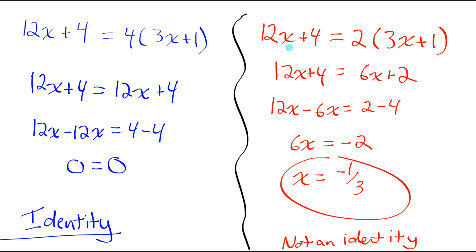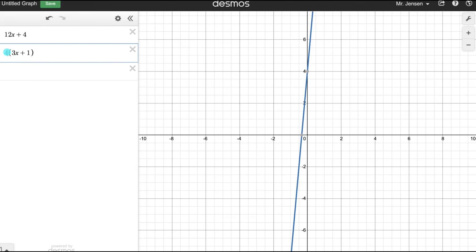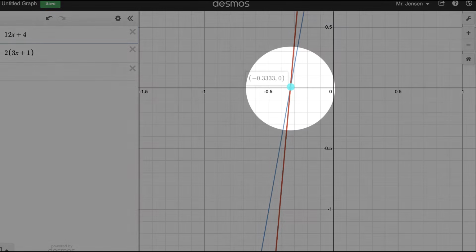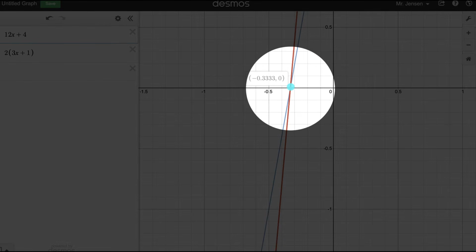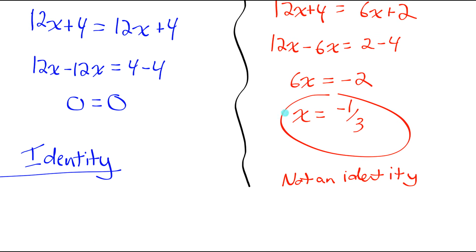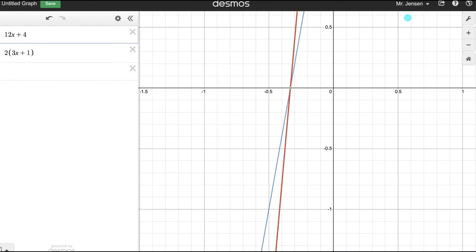But for the equation I did in red, 12x plus 4 equals 2 times 3x plus 1, let me change this to 2 times 3x plus 1. And notice, let me zoom in. These two lines are only equal at one point, right here, at an x value of negative a third. That's the only time the two lines will give you the same y value. At any other value of x, you would get different y values. Which is why in our solution we found out x equals negative a third is the only value where the left side equals the right side.